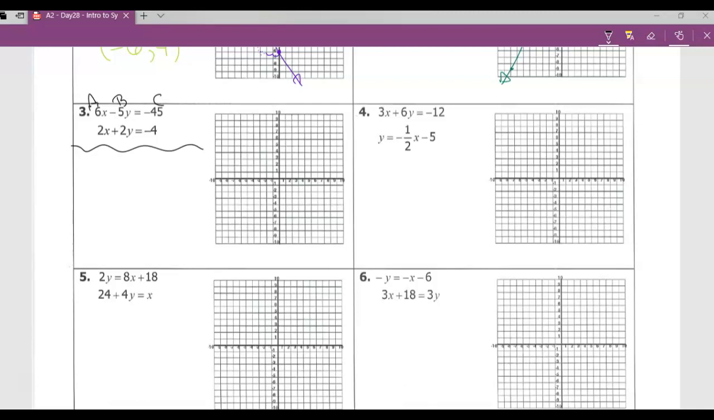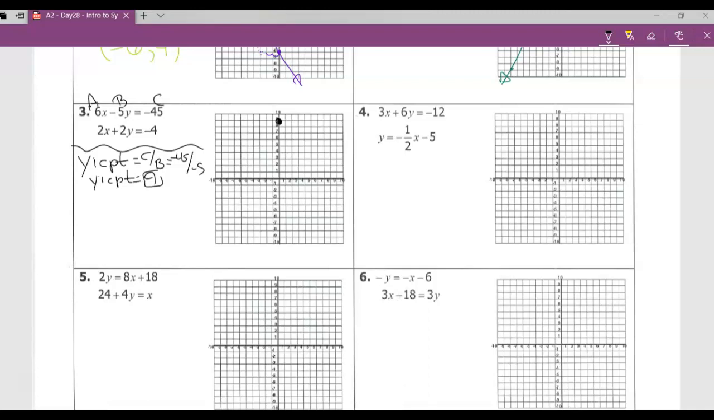So the first thing I'll do is I'll look for my y-intercept. My y-intercept can be described as, or a shortcut, a hack in other words, would be to take your c number and divide it by your b number. In this case, -45 divided by -5. And when I do that, -45 divided by -5 gives me a positive 9. So I'll go ahead and go to positive 9 on the y-axis. And here's my y-intercept of my first equation.